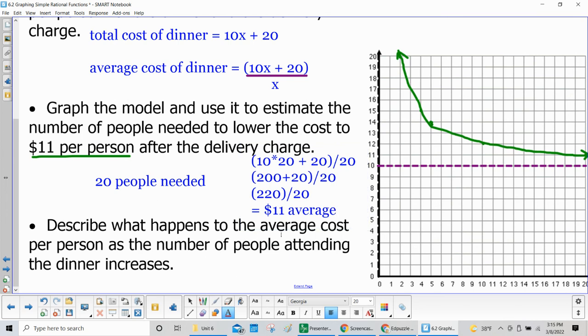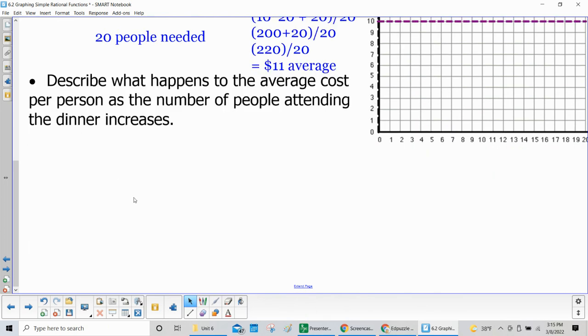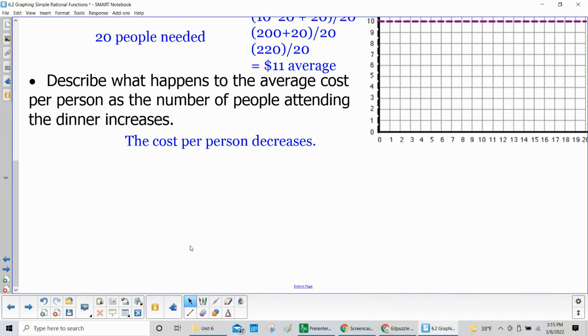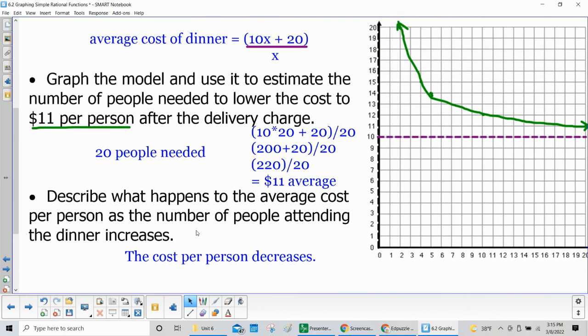So then it says, describe what happens to the average cost per person as the number of people attending the dinner increases. So as we add more and more people, there's more and more people to split that $20 charge. So what's happening to their cost? Oh, well, it's pretty easy. Their cost goes down. That's it. And that's good because there's more people to split the funds, split the charge. So that's why it's going to go down because you don't have as much to pay per person.